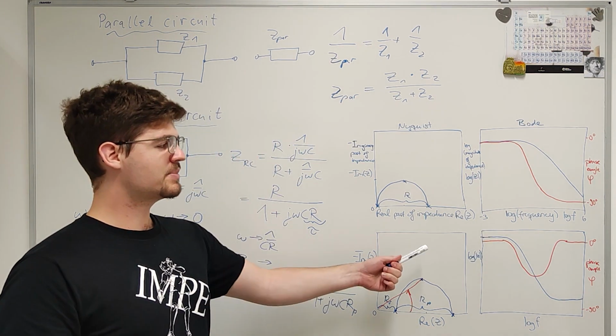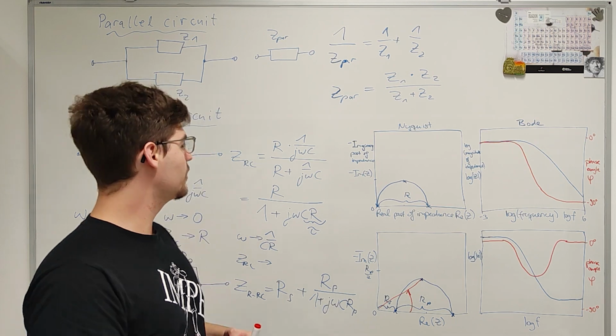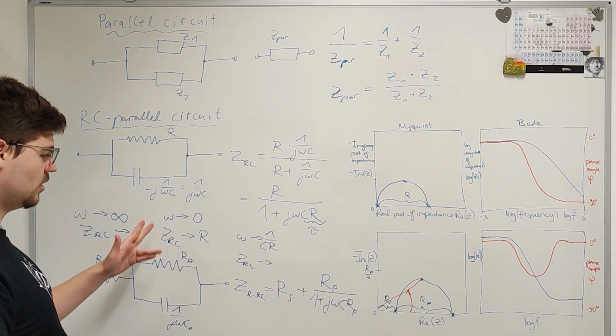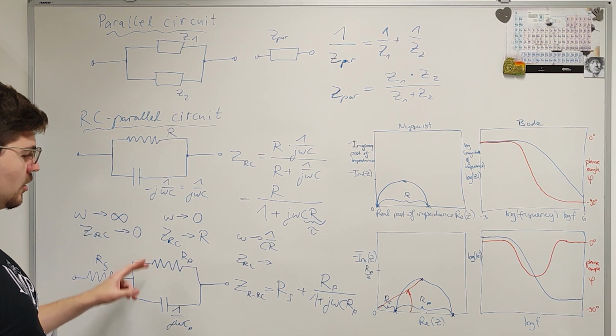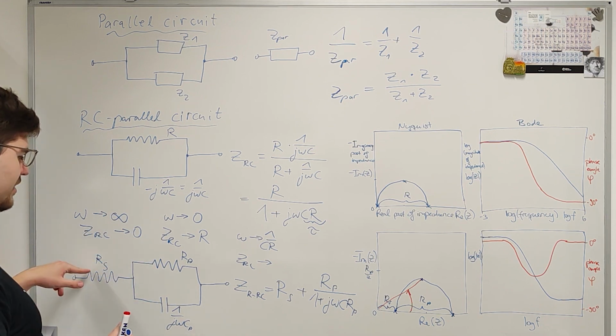And so these are the shapes of the impedance spectra that we expect if we have an RC circuit in parallel, or an RC circuit in parallel with a series resistor.